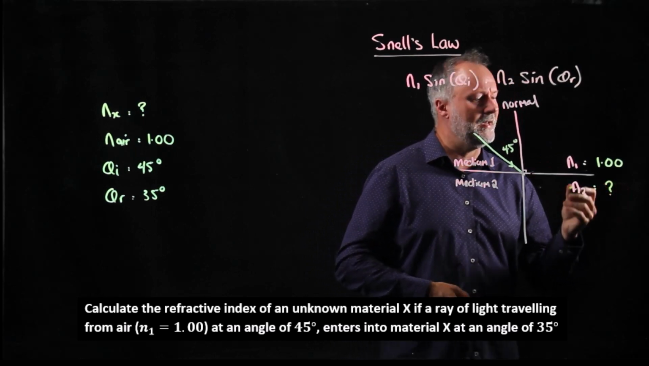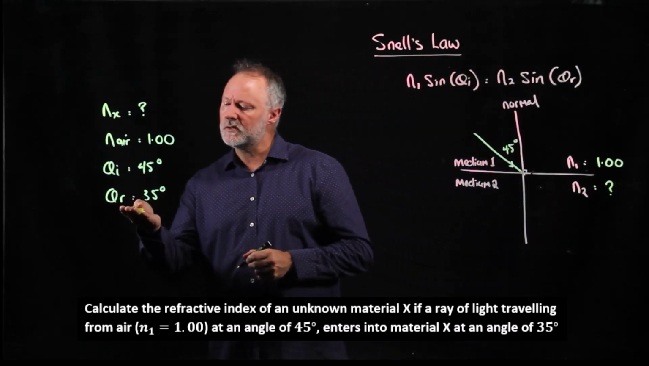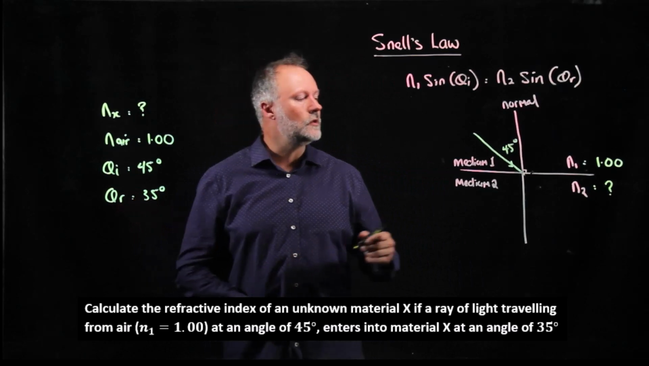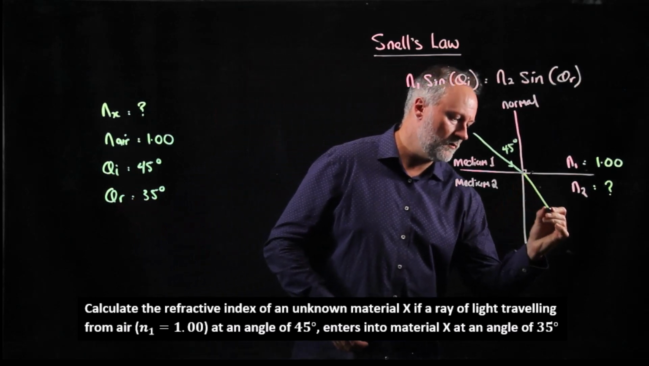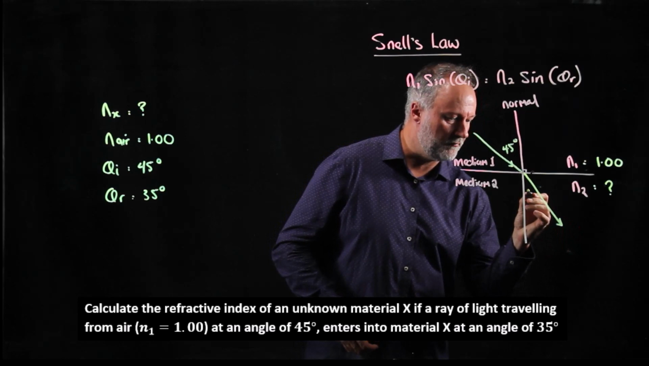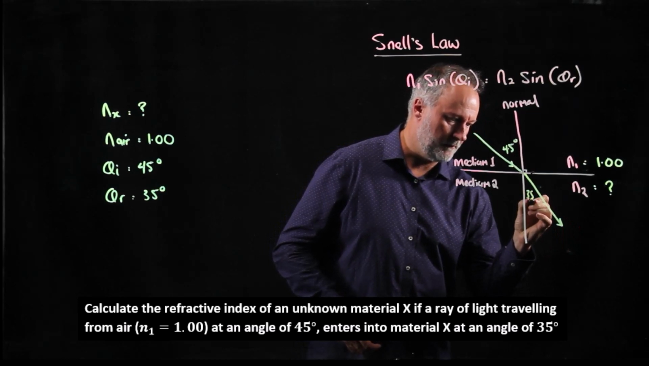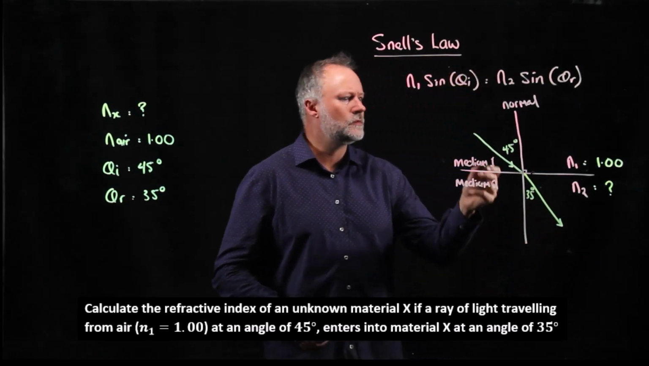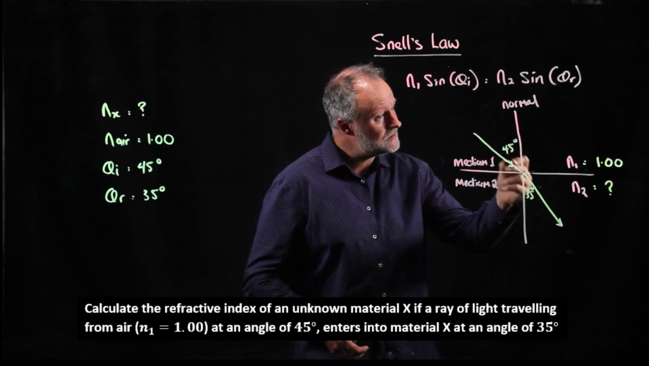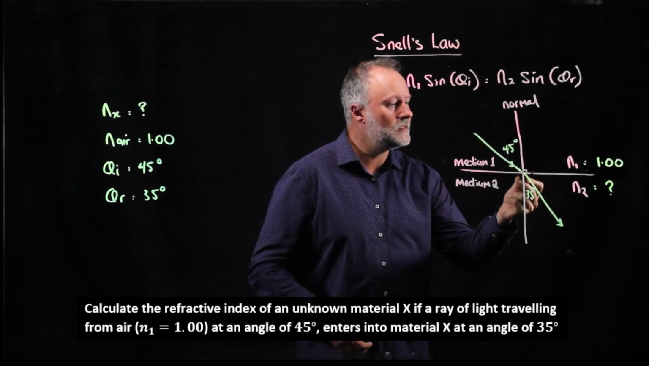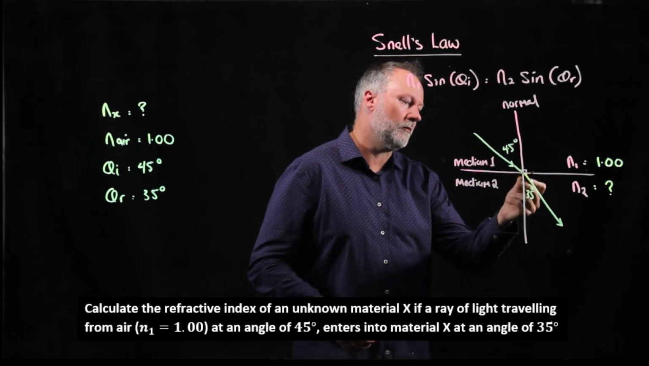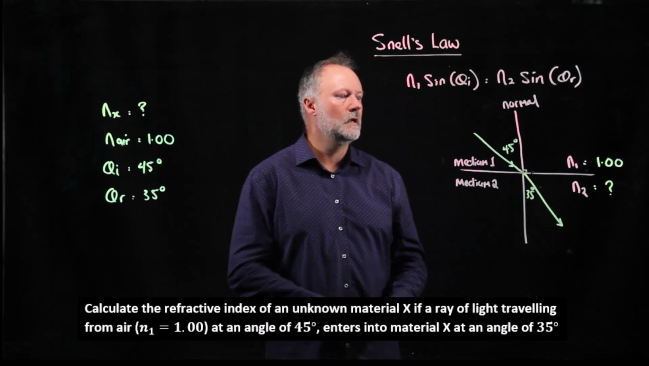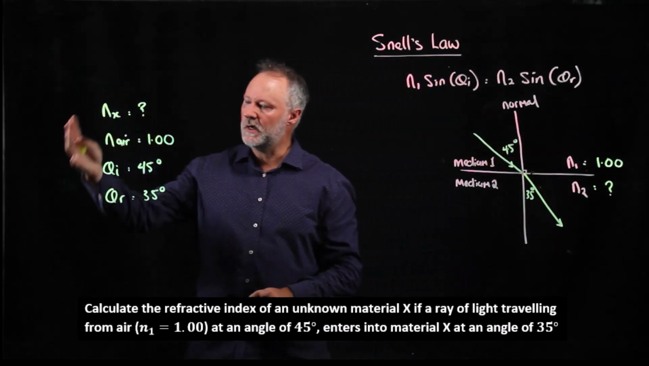That's what we're trying to calculate, N2. However, in this case, we are told that the angle of refraction is 35 degrees. So we do know that there's an angle of refraction of 35 degrees. Now you notice we can draw an arrow to indicate incident towards the interface and an arrow to describe the refracted away from the interface. There's our diagram. There's our variables.